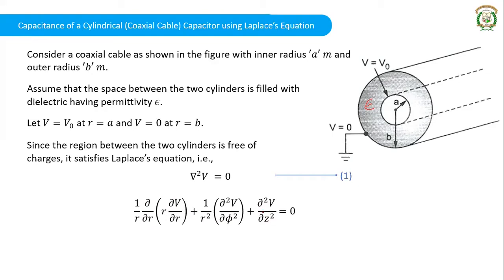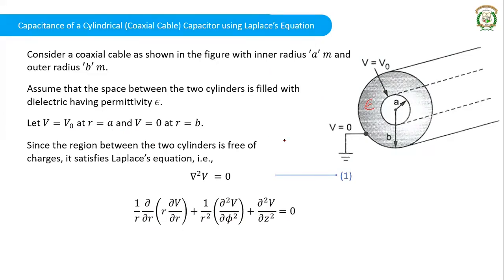What we observe is V is a function of R only. V is varying with respect to R only. That is, if R is equal to A, V is equal to V naught. If R is equal to B, V is equal to 0. With phi and Z, it is not varying. That is, the electric field intensity is radiating outward from the inner cylinder to the outer cylinder, so it is in the radial direction. So only dou V by dou R exists.